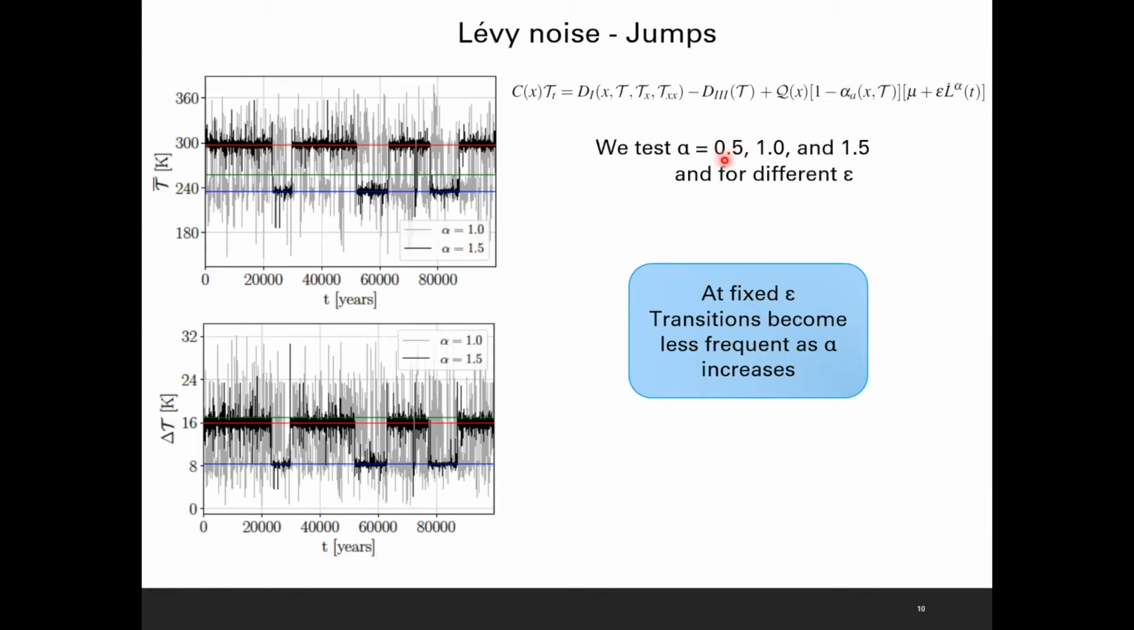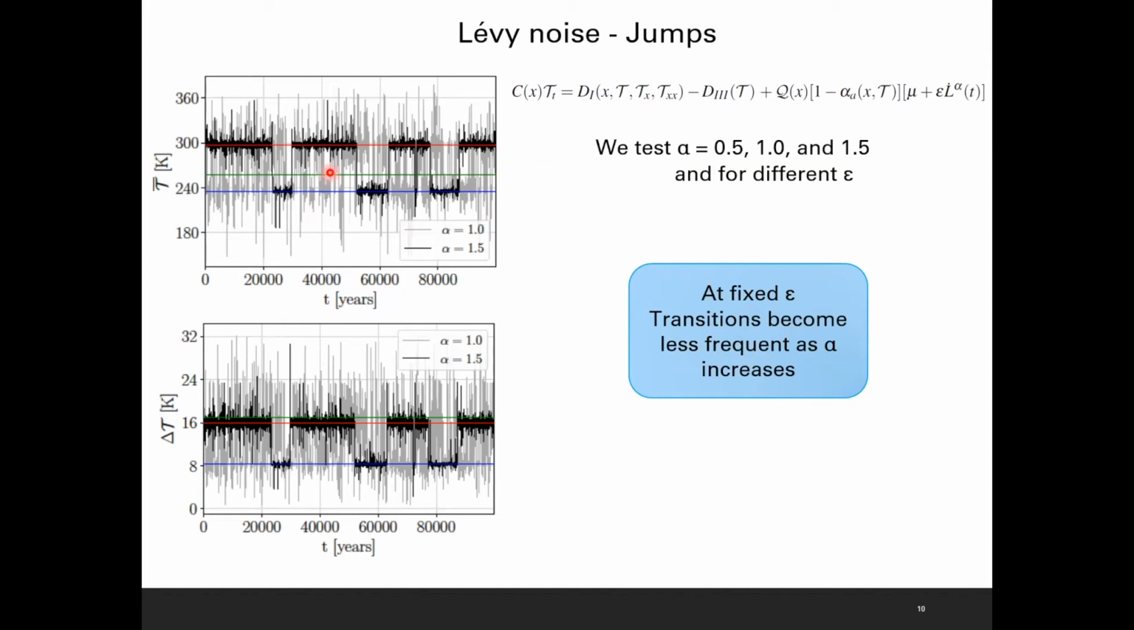In our investigation here, we used 3 different values of alpha. One is 0.5, another one is 1, and another one is 1.5. And please recall that as alpha increases, it looks more like a Gaussian signal. So when it becomes 2, it's a Gaussian signal. If it was 1.999, it's distinguishable from a Gaussian signal. But here, I'm showing 2 examples at the same noise level, one for alpha equals 1 and another for alpha equals 1.5. And you can see here that at fixed epsilon, transitions become less frequent as alpha increases. This is the message here.